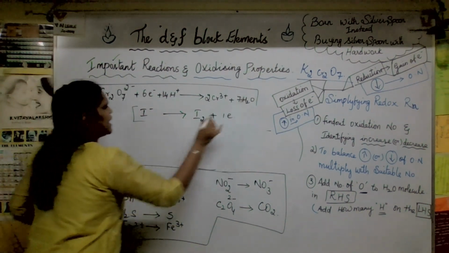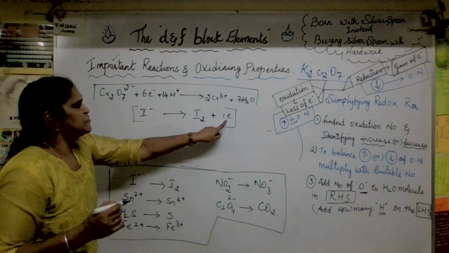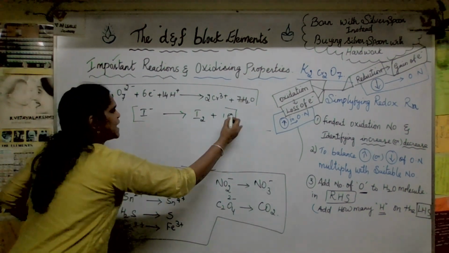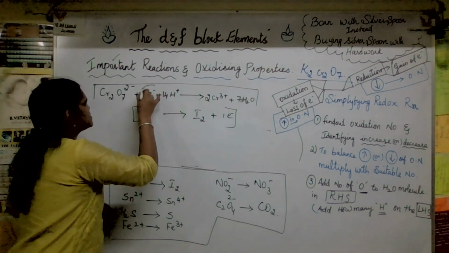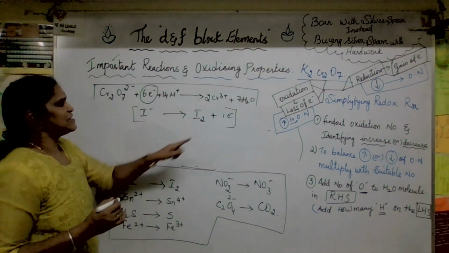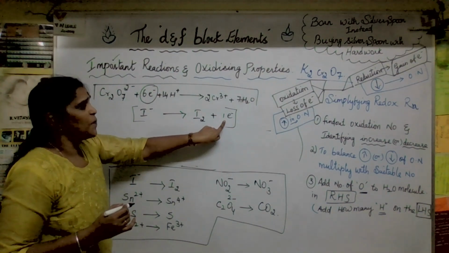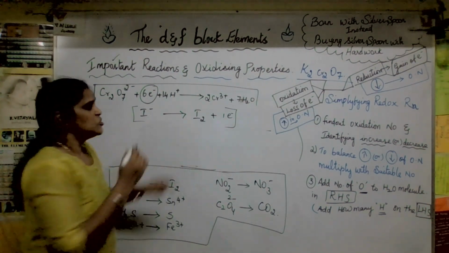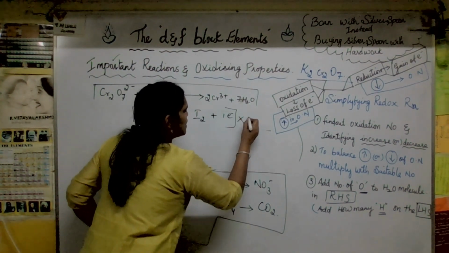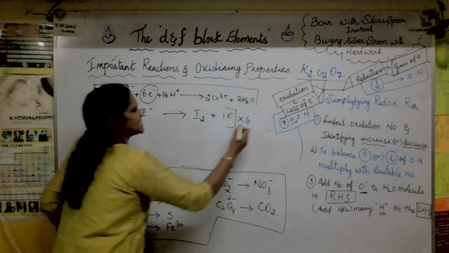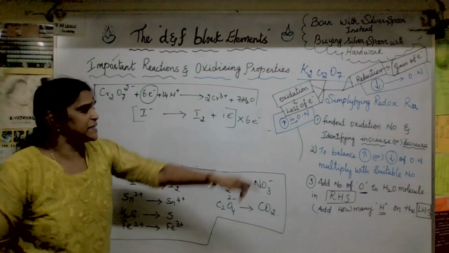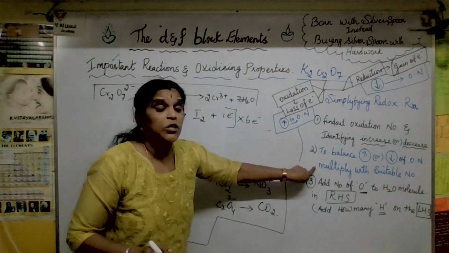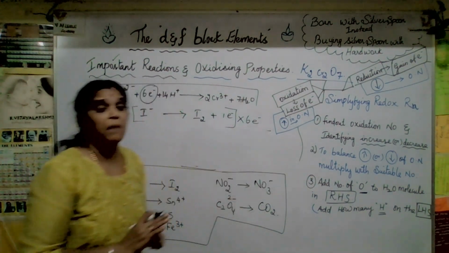So here we have to check the number of electrons. Comparing both, how many electrons are here? 6 electrons are there. But here how many electrons? Only 1. So what do we have to do? We have to multiply by 6 electrons. Why? Because 6 ones are 6, to compensate. That is what it is: you have to multiply with a suitable number.